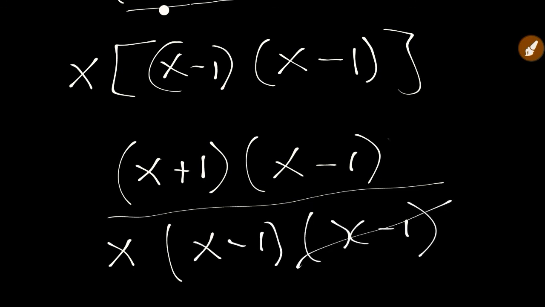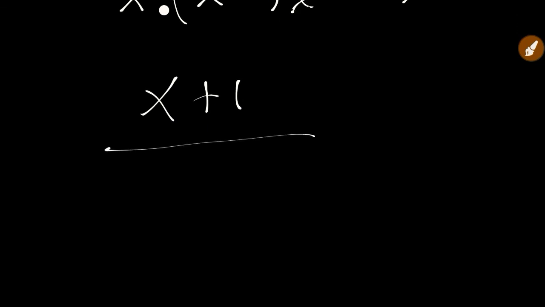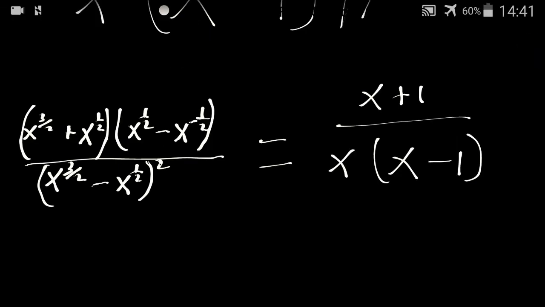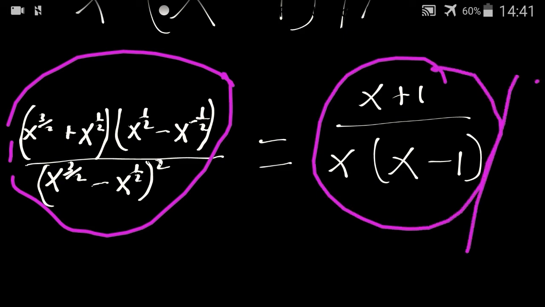Therefore (x - 1) cancels. So our answer will now be (x + 1) all over x into (x - 1). That is the correct answer to that question. Therefore, the answer to this question is this.